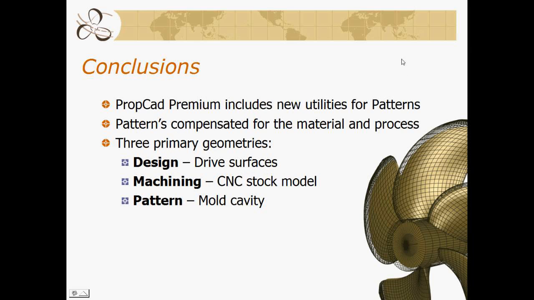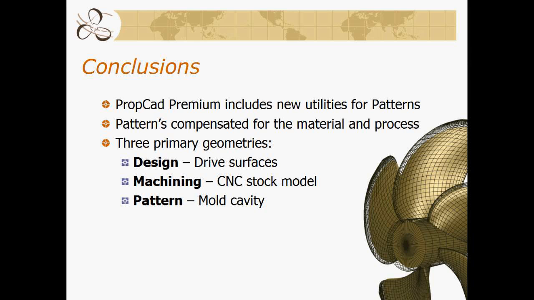So in conclusion, PropCAD Premium includes new utilities for creating patterns. And these patterns can be compensated specifically for a material and a facility's casting process. It allows us to easily document our materials, our factors, and our stock offsets so that we can improve our pattern over time. And there are 3 primary geometries that the pattern utility can be used for.